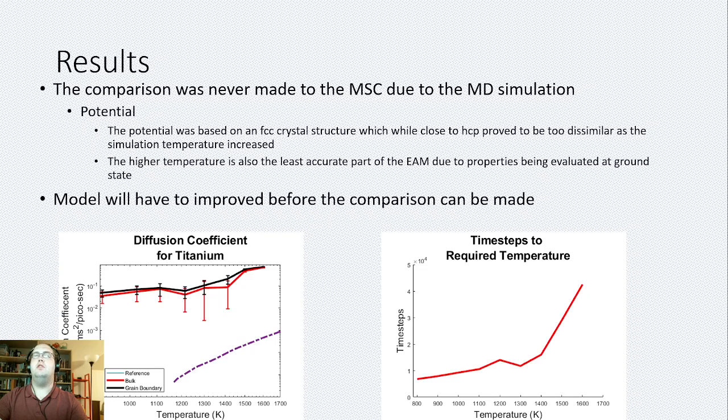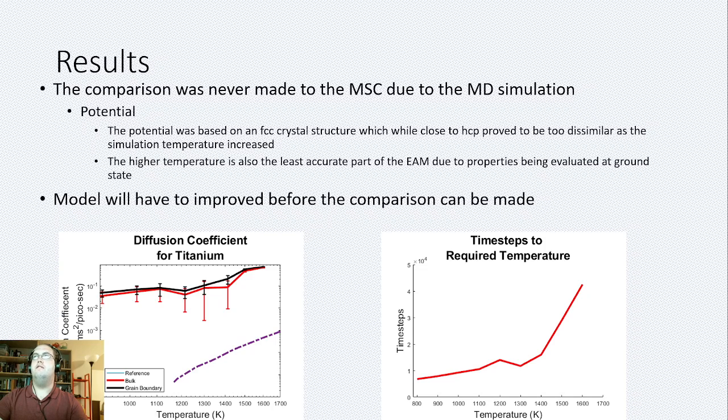The other problem with the embedded atom method is that the potentials are all generated using ground state calculations, which is not true at 1600 degrees. There's a lot of energy associated with that. So you can see here that my diffusion output was much, much higher than a reference based on some physical material.